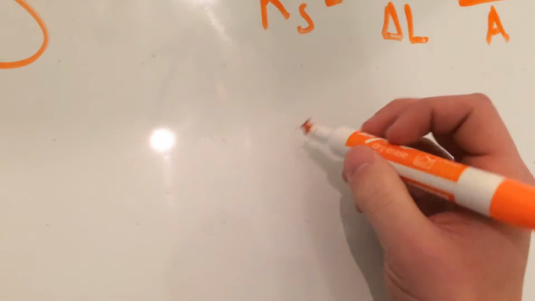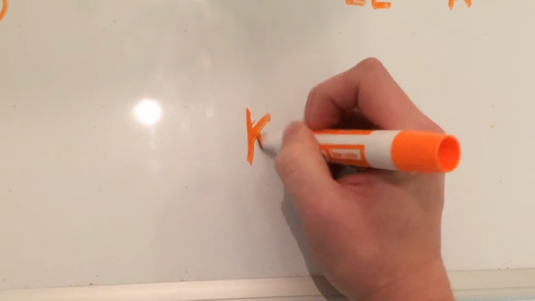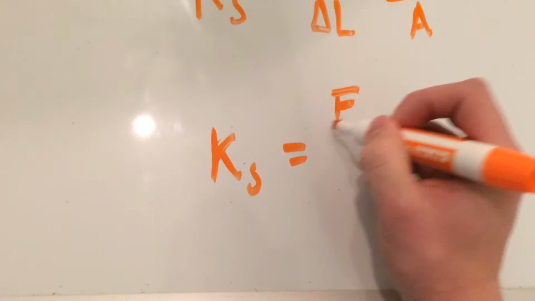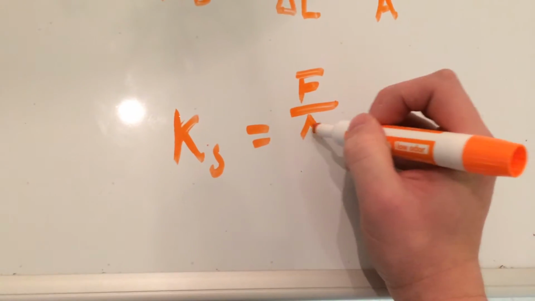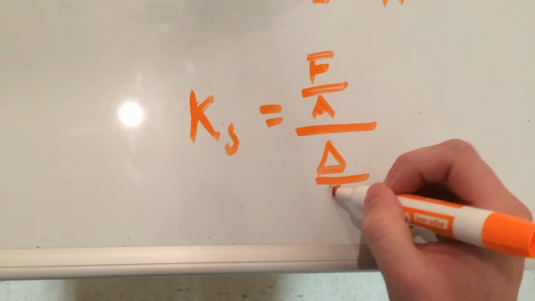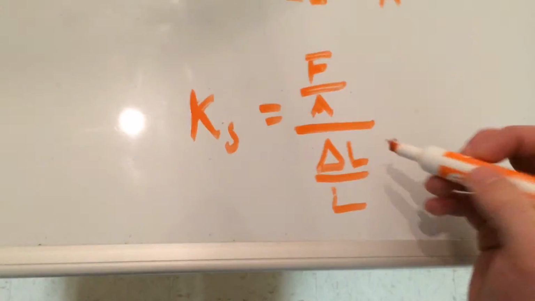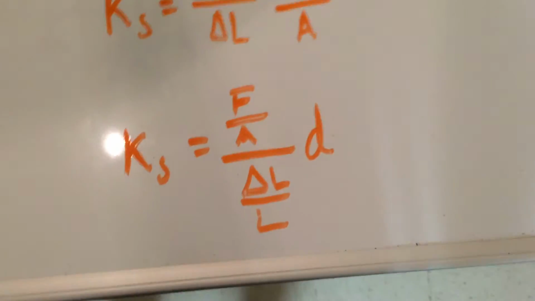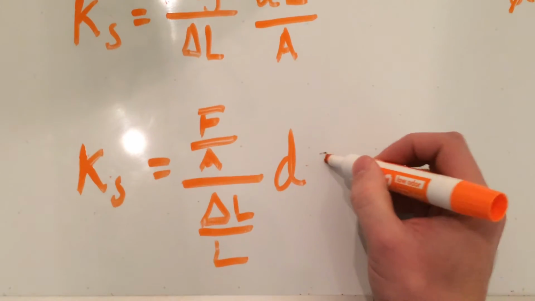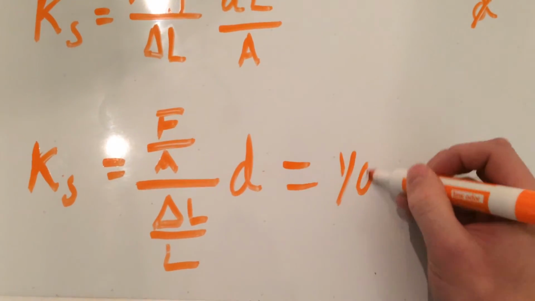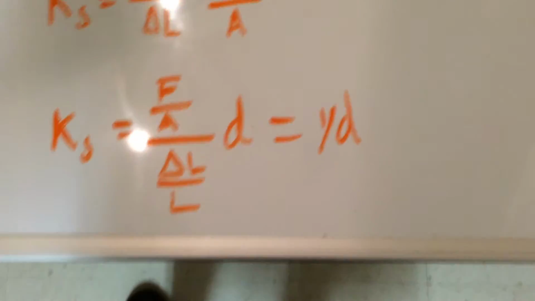So this will now be that the spring constant is equal to the force over the area over the change in length over the length times density. And then this is equal to Young's modulus times the density.